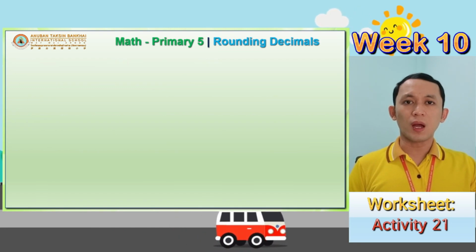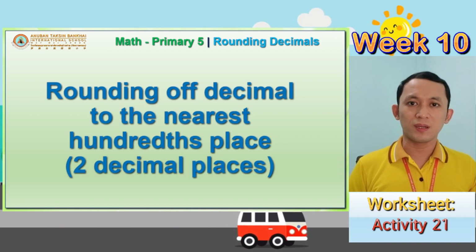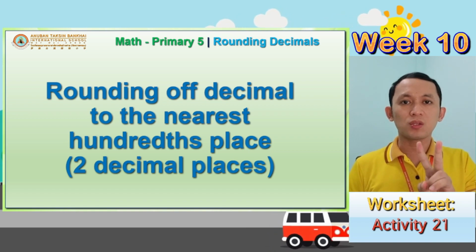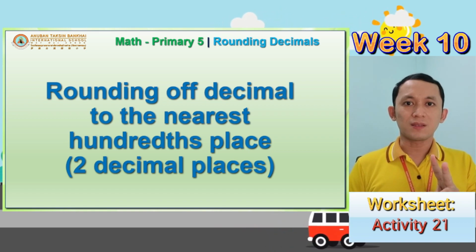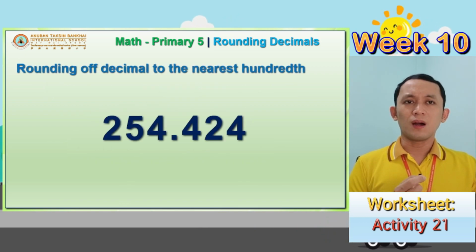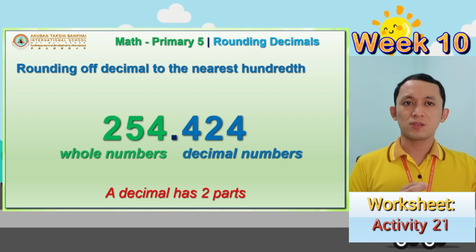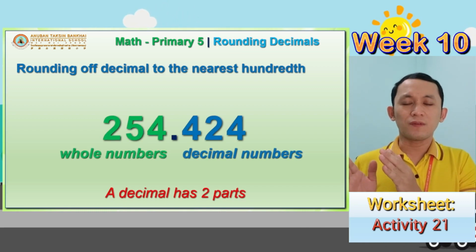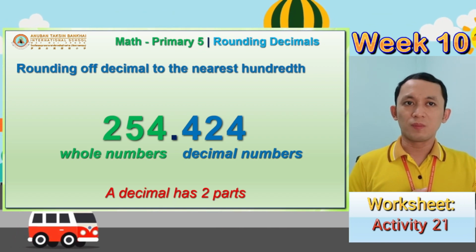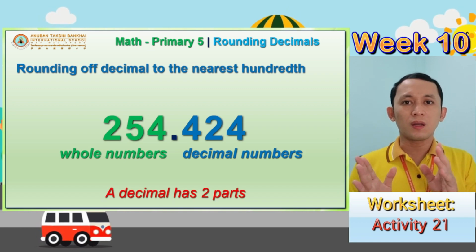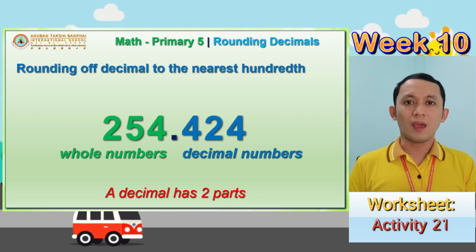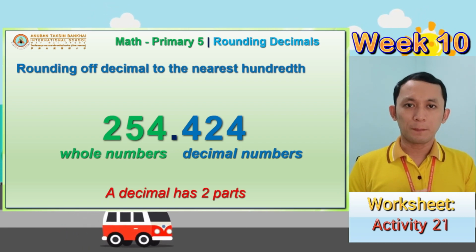Now let's discuss rounding off decimals to the nearest hundredths place. When we say hundredths place, it means we have 2 decimal places. As a quick review, when we say decimal number, we have 2 parts. On the left side we have the whole number, and on the right side we have the decimal numbers. The whole number and the decimal numbers are separated by what we call the decimal point.